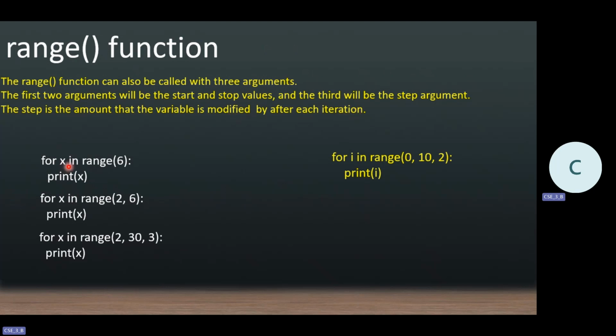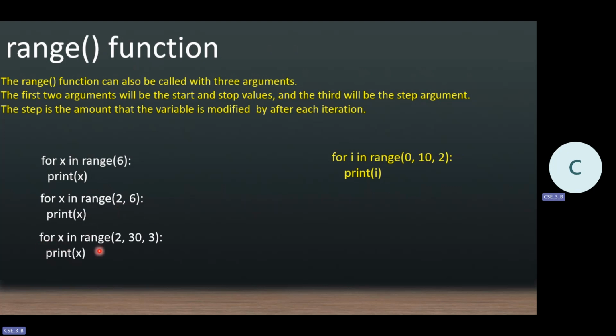We can see in the example, for x in range of 6, we are printing the value of x. In this case the default value starts from 0, so the values are 0, 1, 2, 3, 4, 5. Now for x in range 2, 6, the starting value is 2 and goes up to 6. So the x value printed in every iteration is 2, 3, 4 and then 5.